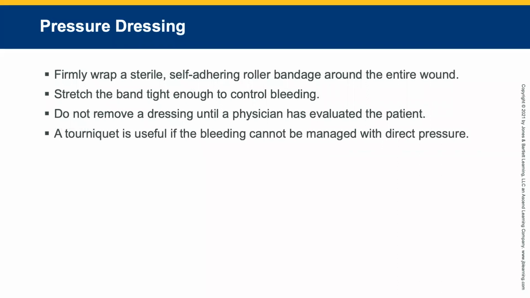Firmly wrap a sterile, self-adhering roller bandage around the entire wound. You're going to stretch the bandage tight enough to control the bleeding, but you still should be able to palpate a distal pulse on the injured extremity after applying the dressing. Do not remove the dressing until a physician has evaluated the patient. Apply additional manual pressure through the dressing. If it is necessary, apply more dressings over the first. Do not take it off and apply more.